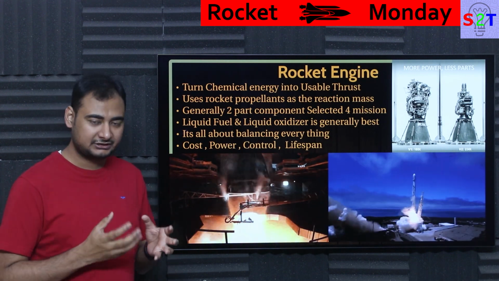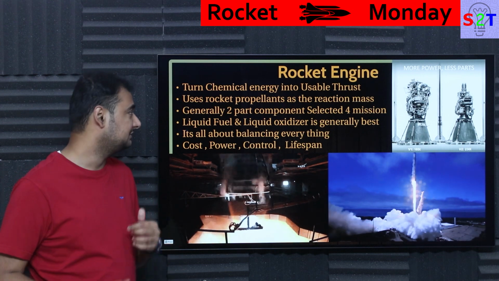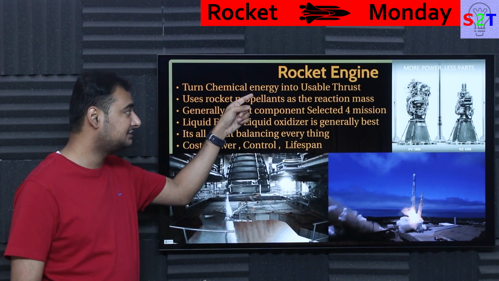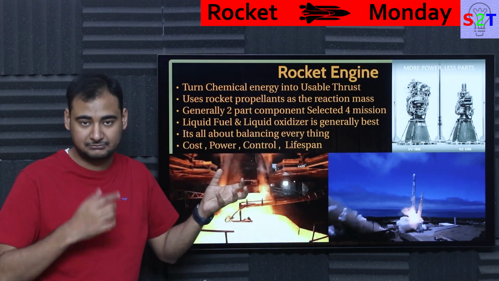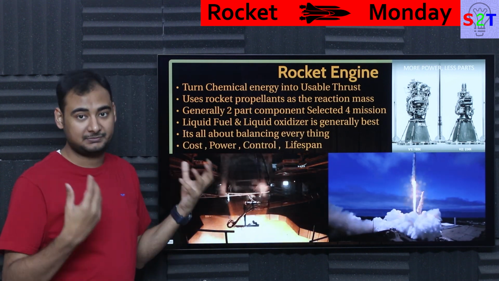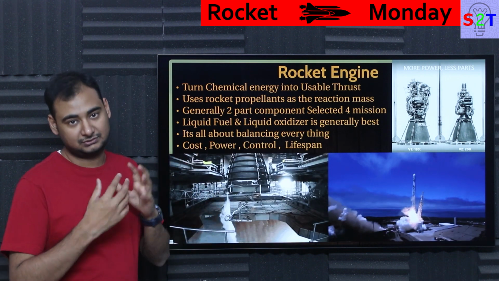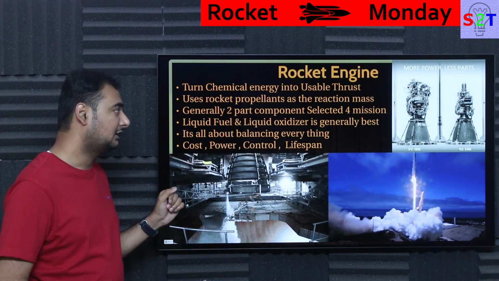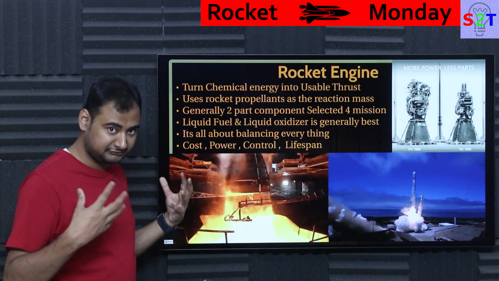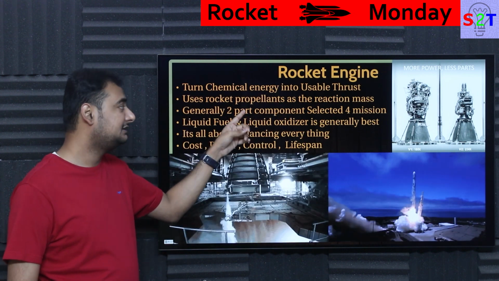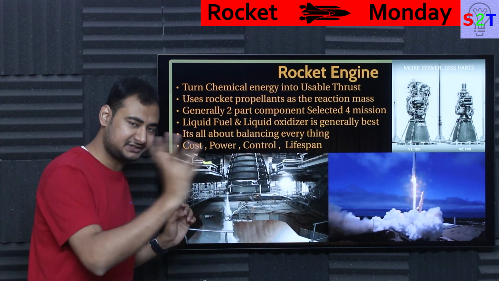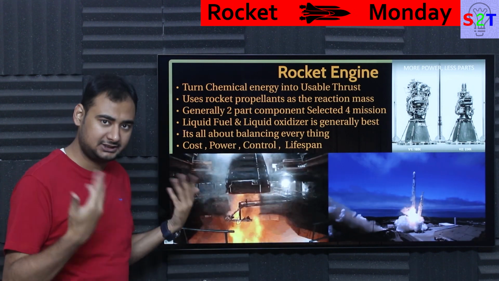Now, what does a rocket engine inherently do? What is its job? Its job is to turn chemical energy into usable thrust. That's the whole point. You have chemical energy trapped in your propellant. You extract it, you convert it into usable thrust. Now, how does a rocket engine work fundamentally? It uses propellant as a reaction mass. Basically, it's throwing stuff and then getting pushed back as a recoil.